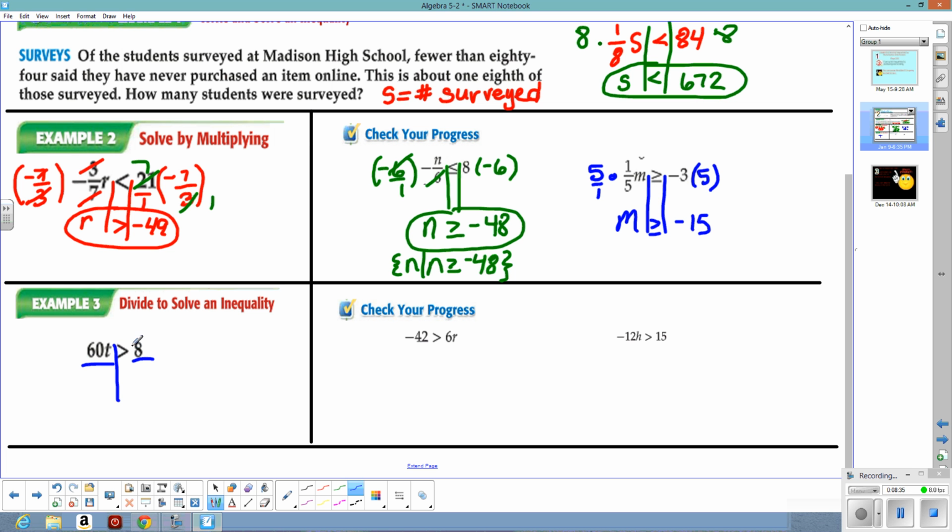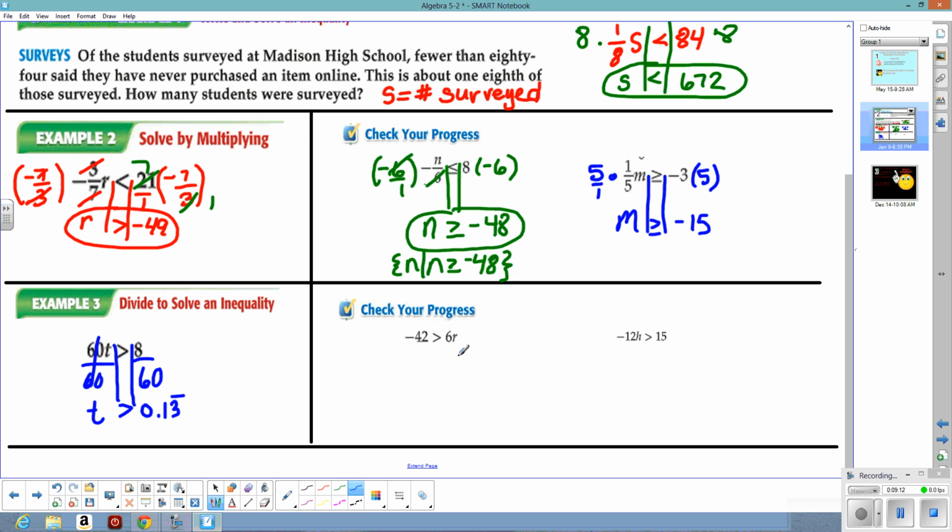You're going to divide both sides by the coefficient of the variable. So we're going to divide by 60. So you're going to end up with 60 divided by 60, which is 1, and 1 times t is t. Since I divided by a positive, I keep the symbol the same, and now I have to do 8 divided by 60. 8 divided by 60 is 0.13, and the 3 repeats.